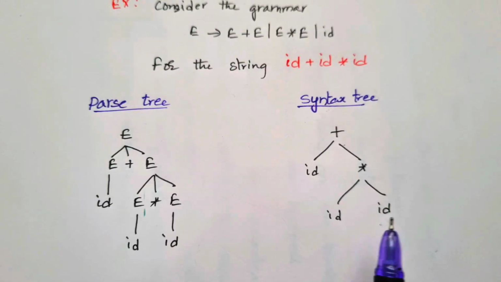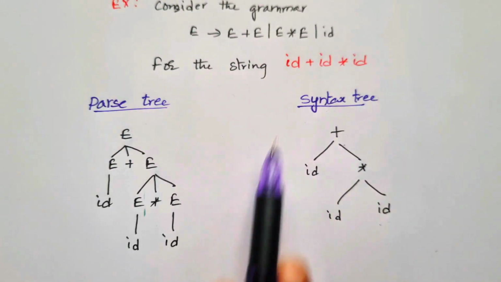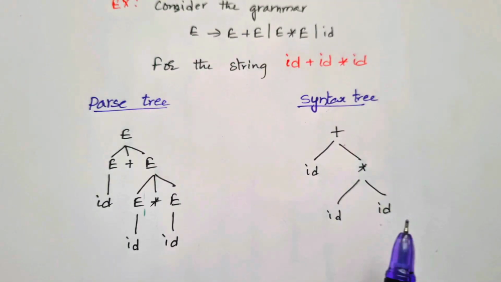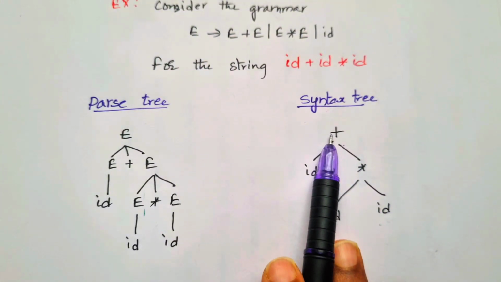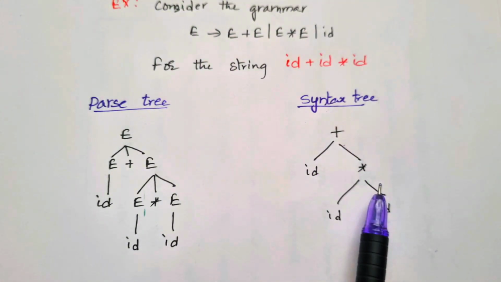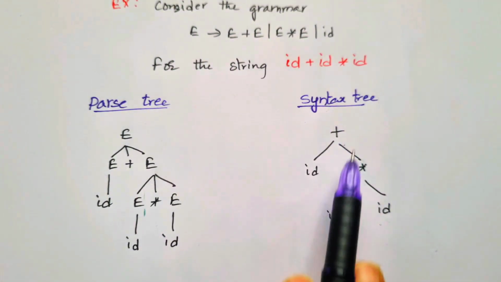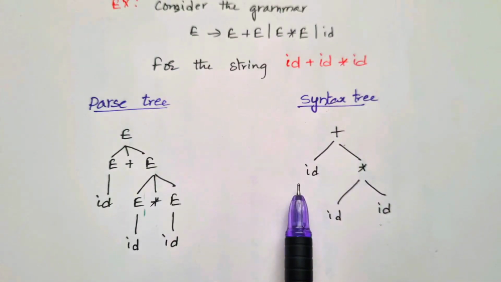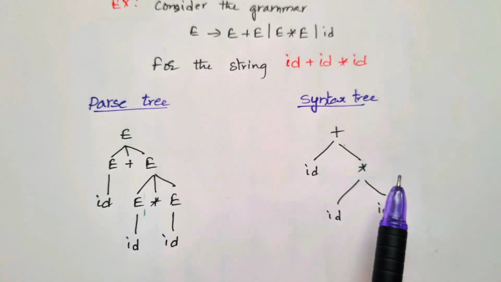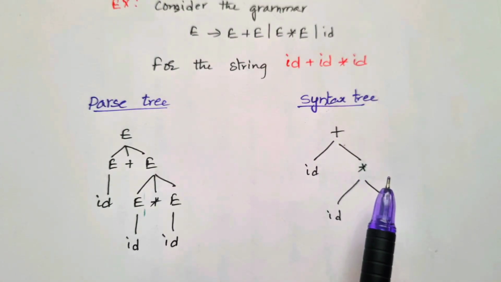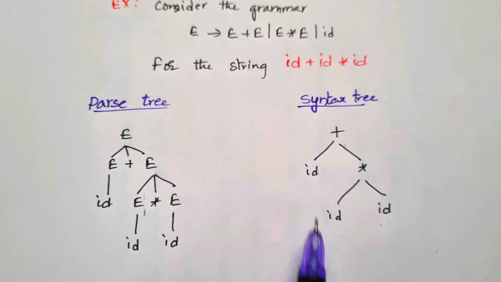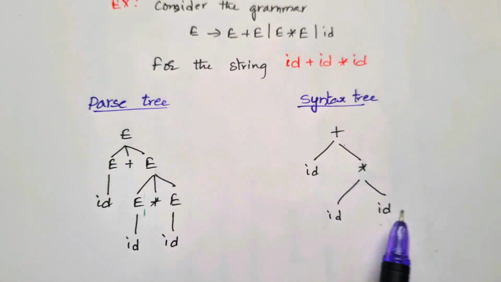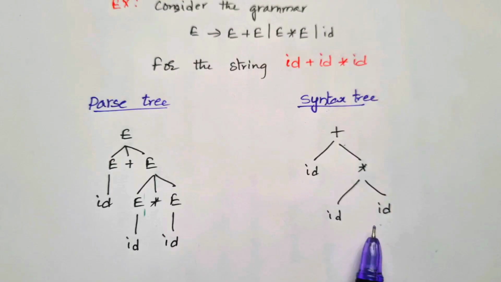In the syntax tree, only important components are left. The root node here is plus, which is an operator because it is the main operator. Its left child is ID and its right child is the multiplication operator. The multiplication node further has two children, both ID. This representation is much simpler and easier to process.